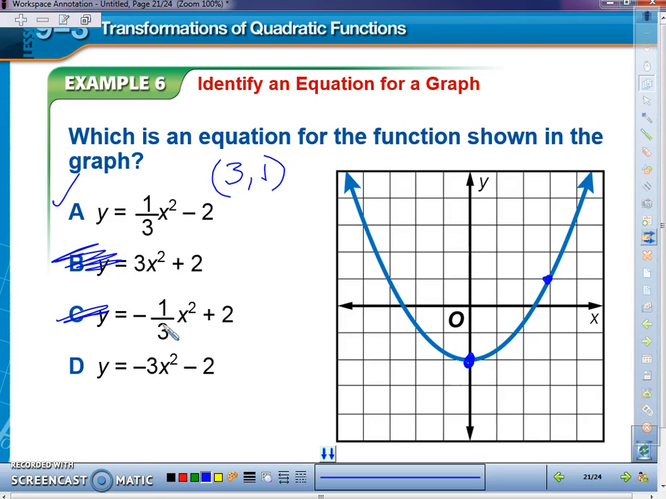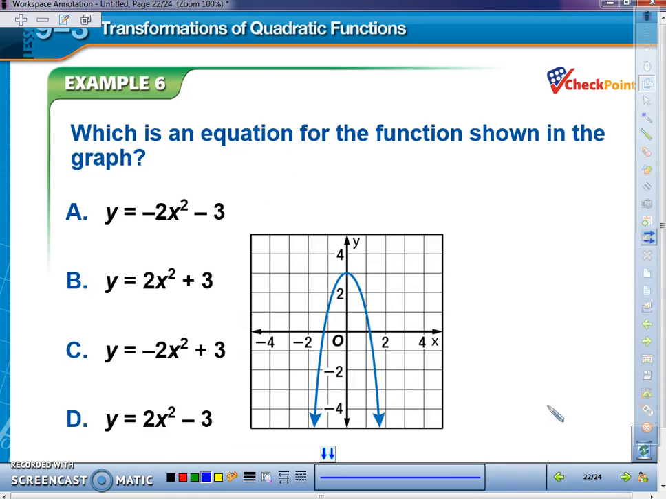3 squared is 9. Oh, there's a negative right here. So -3 plus 2 is -1. Oh, and I did the wrong one. I needed to go right here. So if it's 9, -27 minus 2 is -29. So I know it can't be D. I also know it can't be D because of this negative sign right there. So my answer's got to be A.